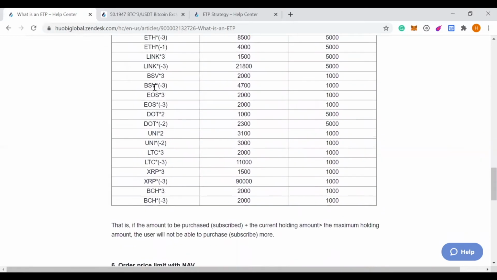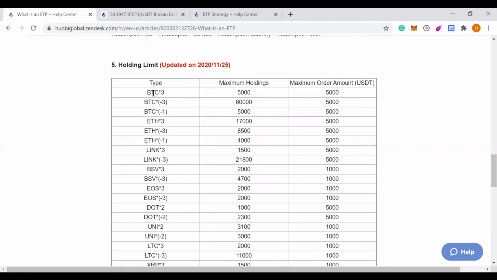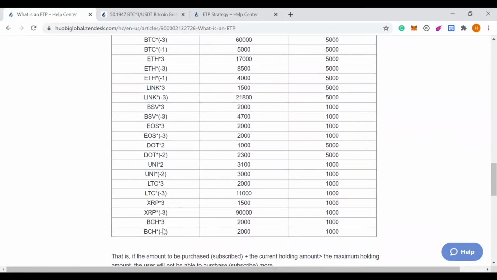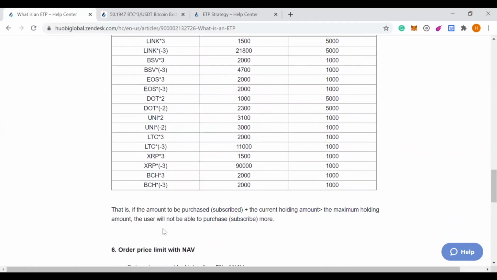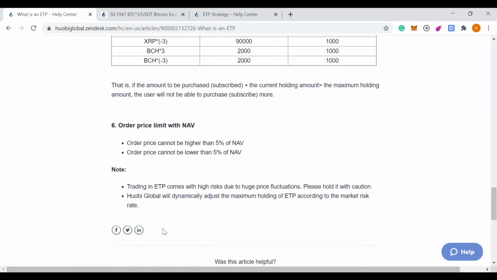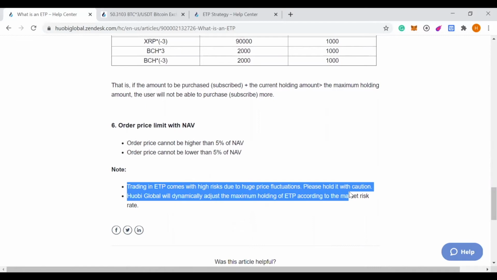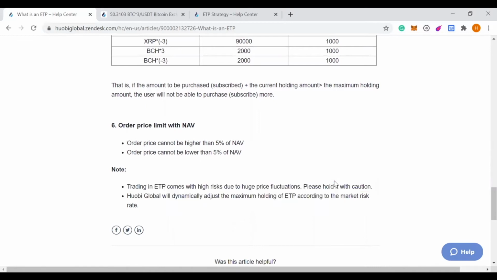And just to give an overview of which ones we have on Huobi, we have BTC, ETH, Link, BSV, EOS, Polkadot, Uni, LTC, XRP, and BCH, and they're just going to add Zcash very soon. Again, just to note that trading an ETP comes with high risk and high fluctuation, so please hold it with caution. This is just an idea of what it is, to give you education about our products and services.